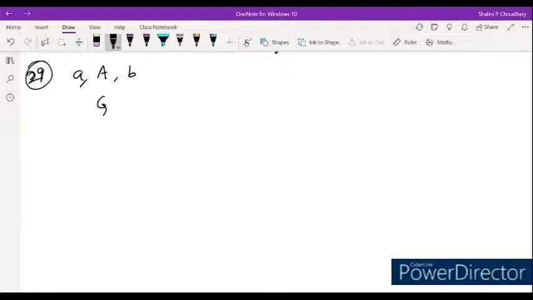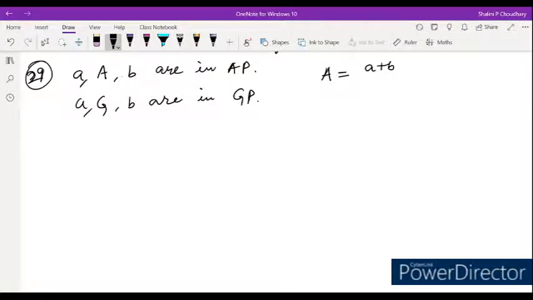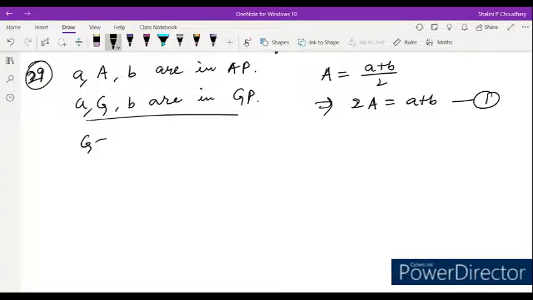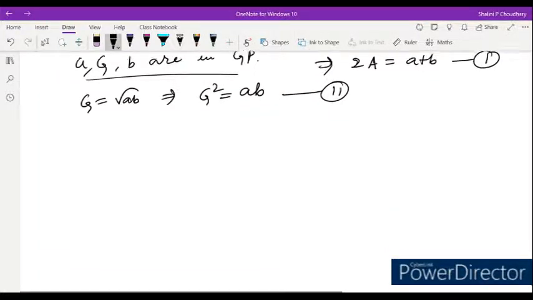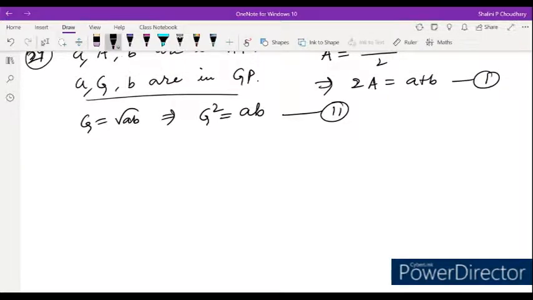So A, capital A, and a, b are in AP according to the question, and a, G and b are in GP. Now the value of A will be equal to (a plus b) upon 2. It means 2A will be equal to a plus b, equation 1. And according to this one, G will be equal to square root of ab. It means G square will be equal to ab, equation 2. Now we have to find out a minus b.